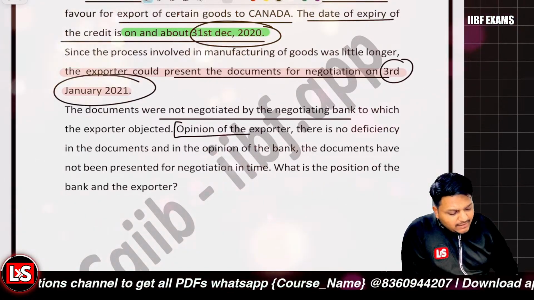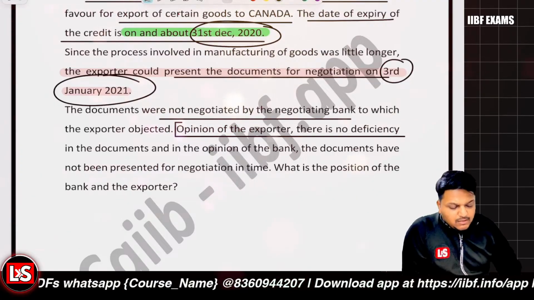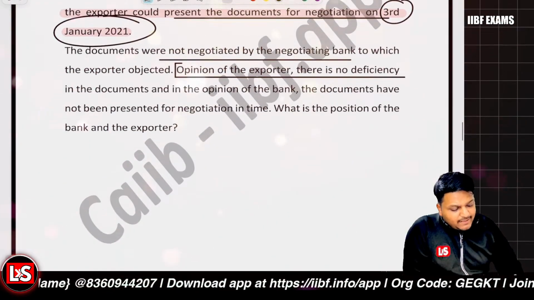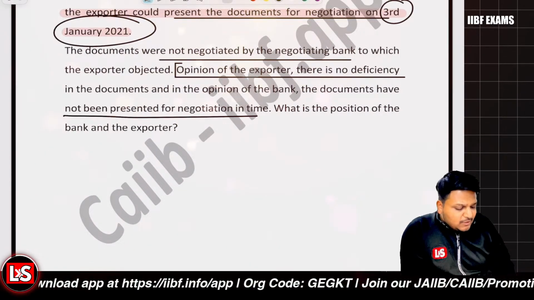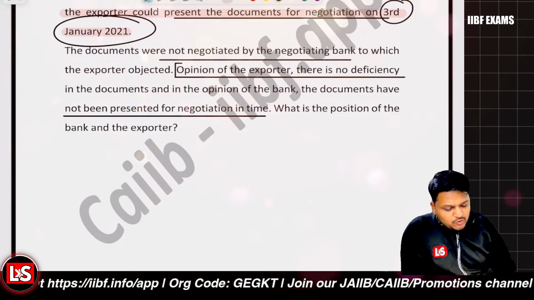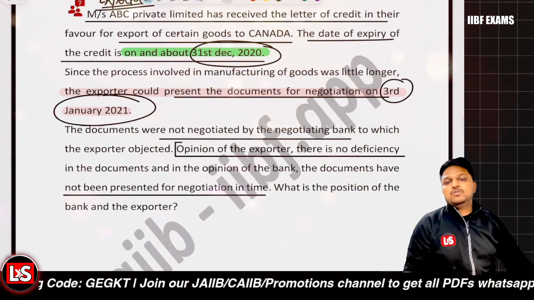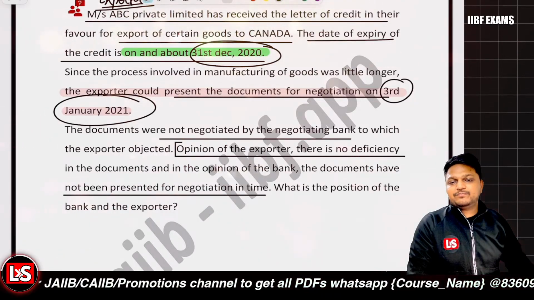In the opinion of the exporter, there is no deficiency in the documents, and in the opinion of the bank, the documents have not been presented under the negotiation in time. So what is the position of the bank and the exporter in this scenario?